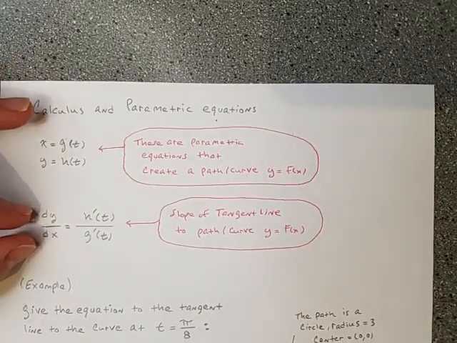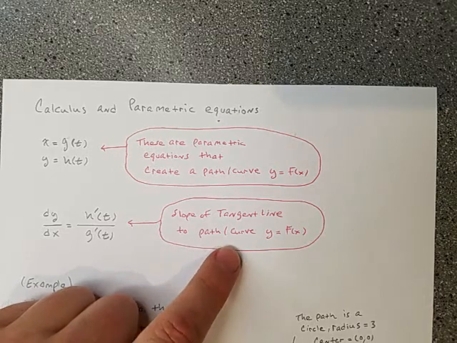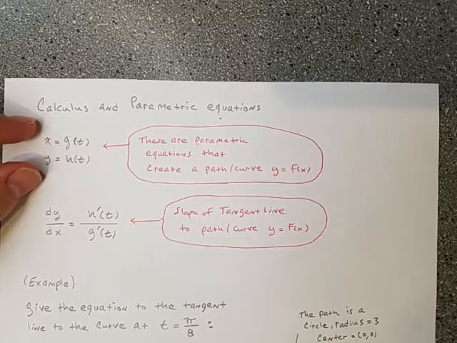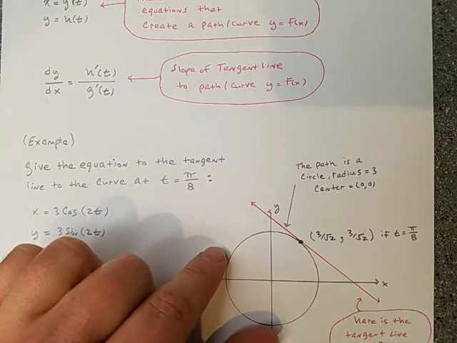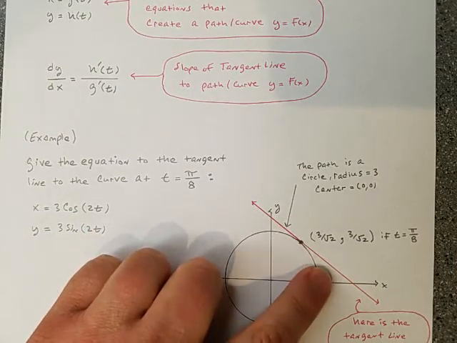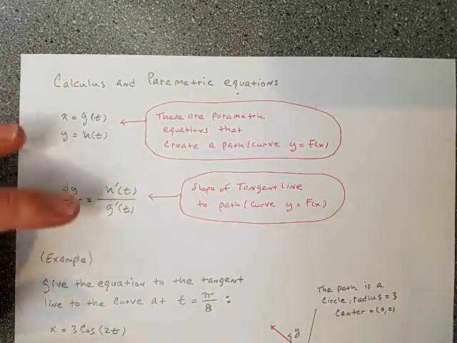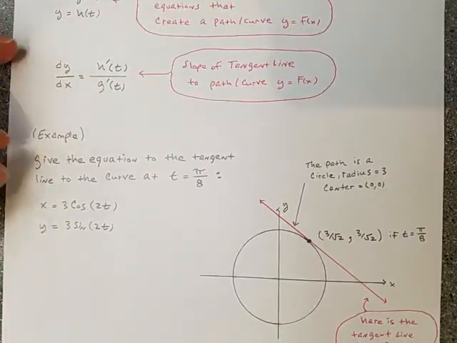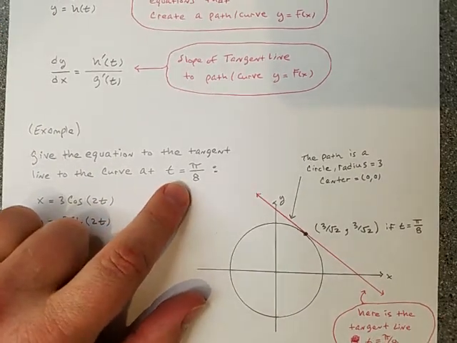All right, dy over dx, that's the slope of the tangent line to the path or curve that those parametric equations determine. Okay, like these parametric equations have a path that's circular, and at any point there's a tangent line. So this will tell you the slope of the curve, or the slope of the tangent line to the curve. All right, so let's do this first example. It says give the equation of the tangent line to the curve at the point where t is equal to pi over 8.